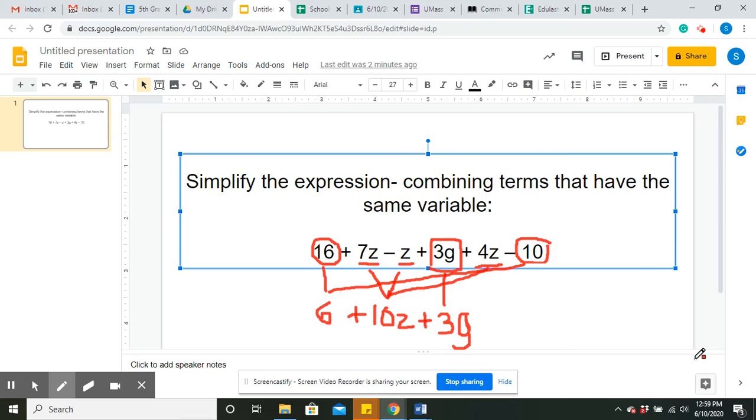So what I would encourage you to do is when you're combining terms, write it down. I know that we're doing work on the computer, but write it on paper or a slate and then code the terms. So go through and circle, underline, box, or use different colors so that you can notice all of the terms that you can combine because they are the same.